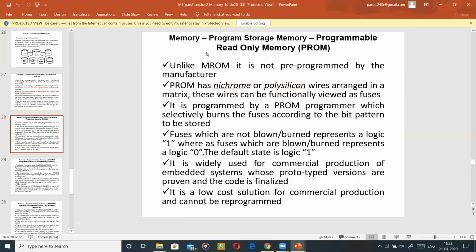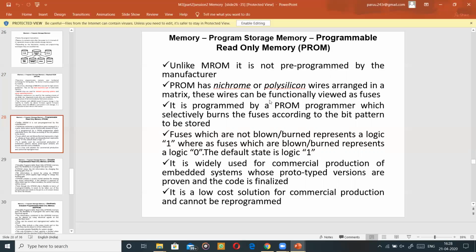Now let us go to PROM, programmable read-only memory. PROM we have already come across. Unlike MROM, it is not pre-programmed by the manufacturer. In the case of MROM, it was pre-programmed and then given, but PROM is not pre-programmed. PROM has nichrome or polysilicon wires arranged in a matrix, functionally viewed as fuses. You can remember the PROM diagrams that we had, with fuses in between. We were writing it when it was given to the user.